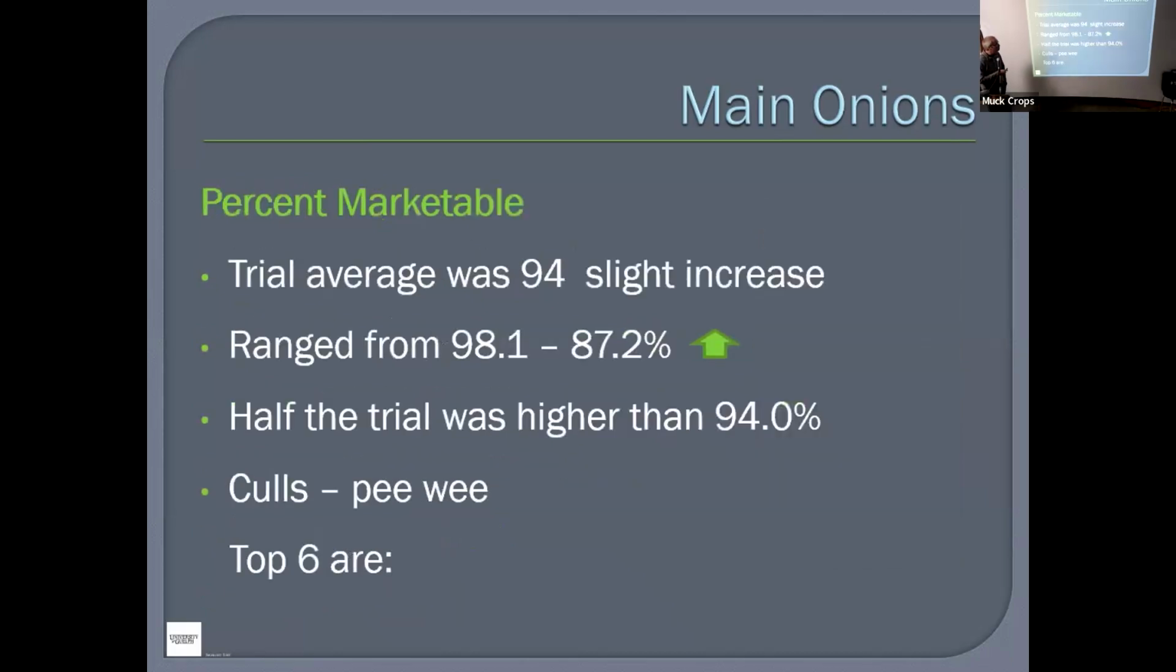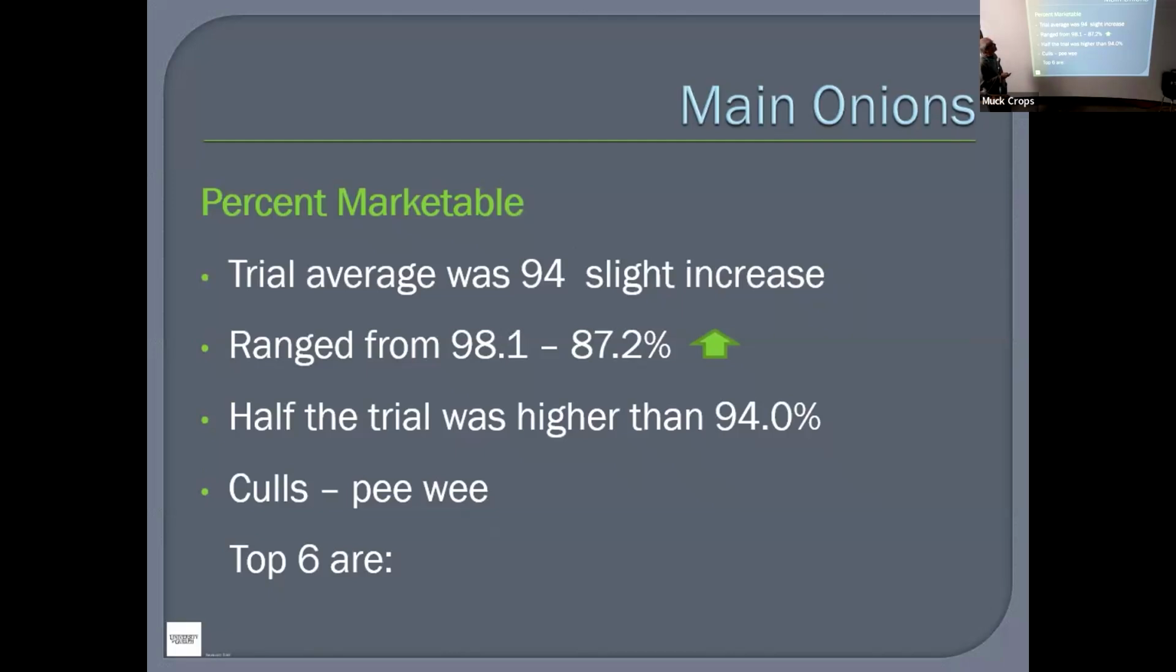Looking at percent marketable, the trial average was 94. It was a slight increase compared to 2023, ranged from 98 to 87. As I showed there, a bit of a bump up overall. Half the trial was higher than 94%. Again, the most common call was a peewee or undersize.